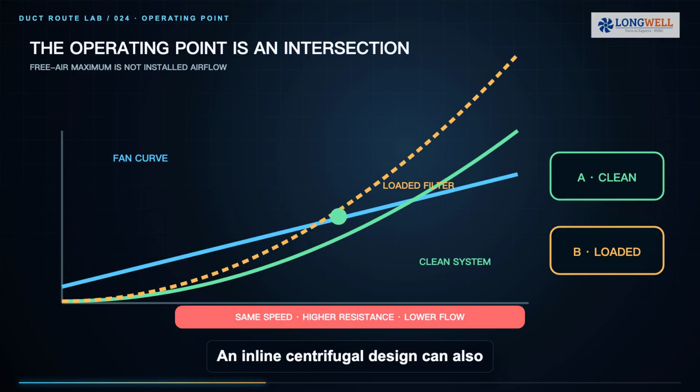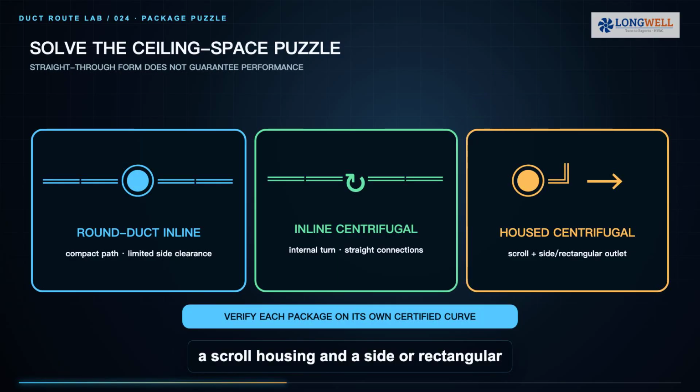An inline centrifugal design can also use straight inlet and outlet connections, even though the wheel redirects flow inside. Other centrifugal arrangements use a scroll housing and a side or rectangular discharge. These packages may be useful when the route has higher resistance, but there is no universal pressure advantage for every size and speed. Compare certified curves at the same airflow, density, speed, and test configuration.